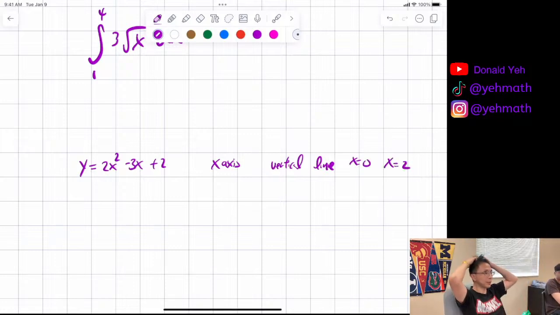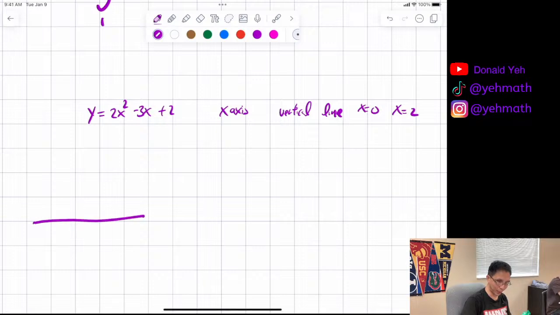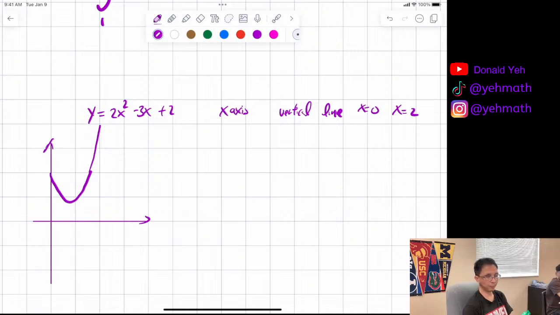Okay, can I use fundamental theorem to find area under the curve? This curve is a parabola. And I'll even graph somewhat similar to the actual graph for you. So this is a graph. Can you find the area under the curve of y equal to 2x squared minus 3x plus 2, x-axis, vertical line x equal to 0, x equal to 2?